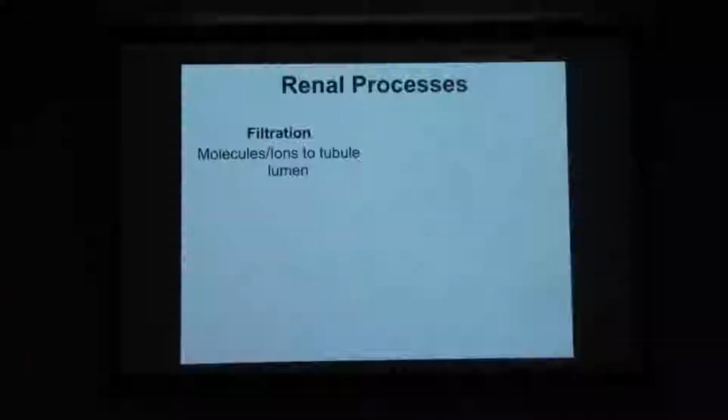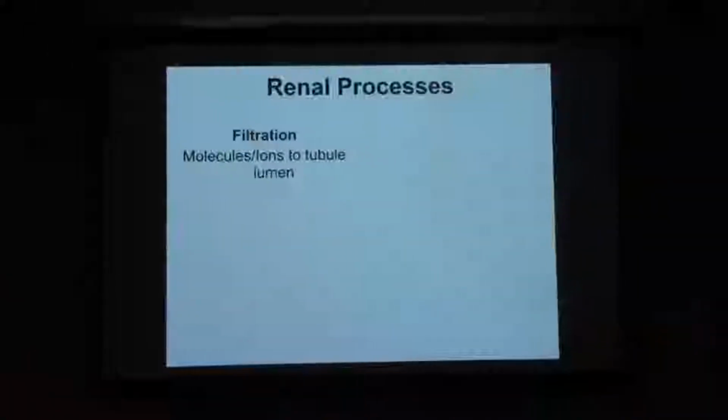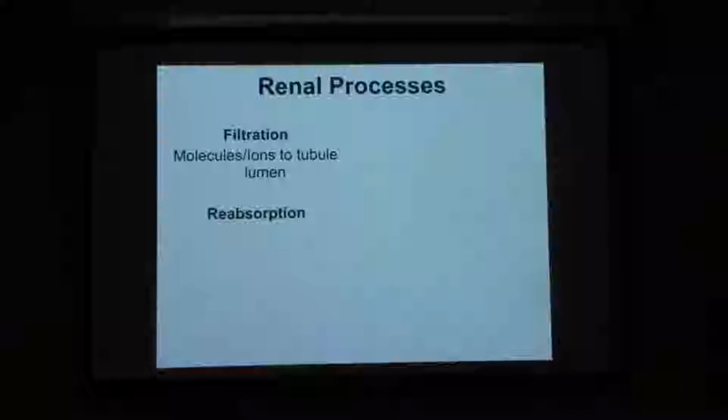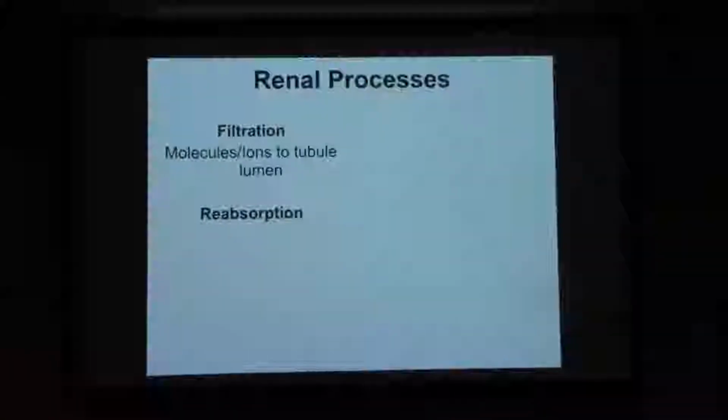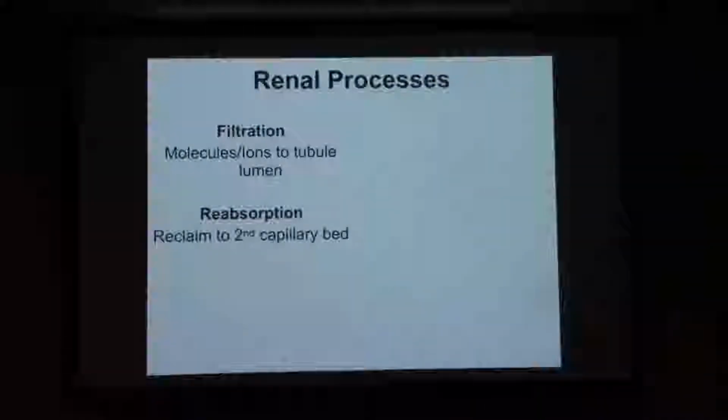Glomerulus and Bowman's capsule. Another process was reabsorption. This occurs along the entire length of the nephron except at Bowman's capsule, and it involves the second capillary bed, the peritubular capillaries. And this is in the opposite direction from filtration. It's reclaiming chemicals back into our body. It's kind of like absorption, but then there's a little bit more to it.